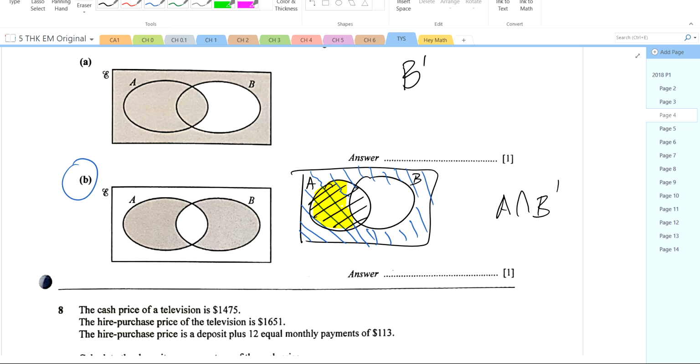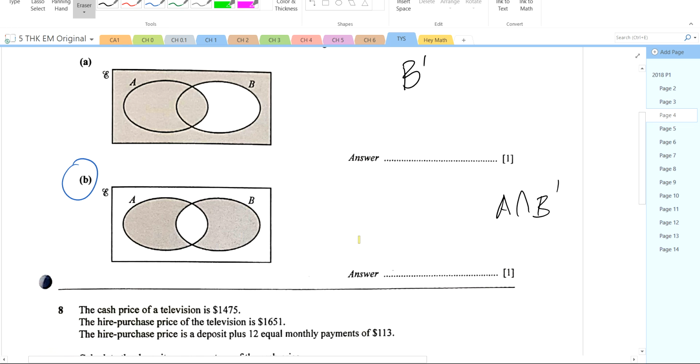So now I want the other side. So this is just my rough working. You can put it at the side. This will be our A intersect B complement. What do you think this side will be then? It's like a mirror image. Must be B intersect A complement.